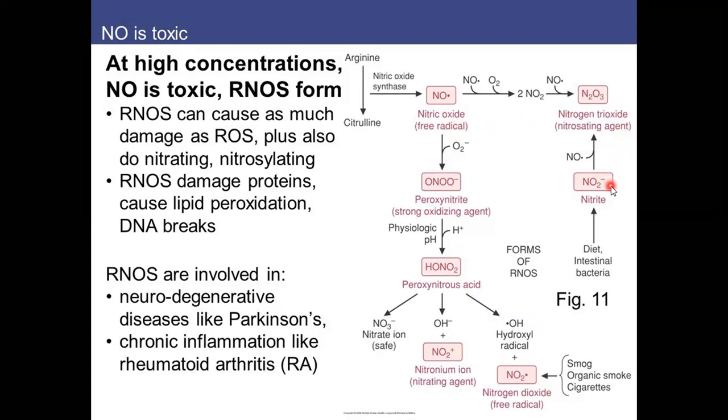And like the reactive oxygen species, the reactive nitrogen oxygen species can cause damage to protein, to lipids, and to DNA. And it can cause neurodegenerative diseases like Parkinson and rheumatoid arthritis as a chronic inflammatory disease.